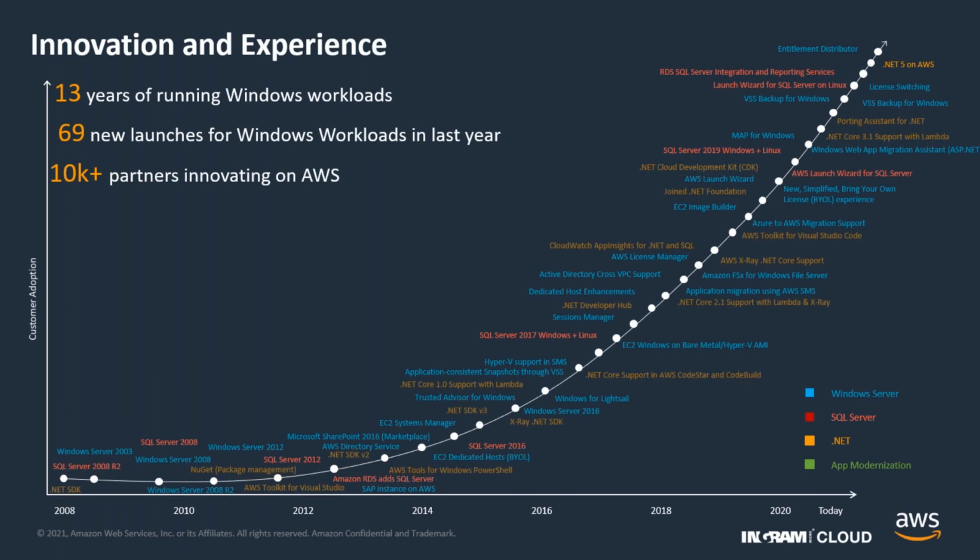So innovation and experience. What this slide really aims to demonstrate is, right the way from 2008 through to today, you can see over the course of time how many services have been added to AWS for Windows, but also how that pace has only increased over time, and it continues to increase.